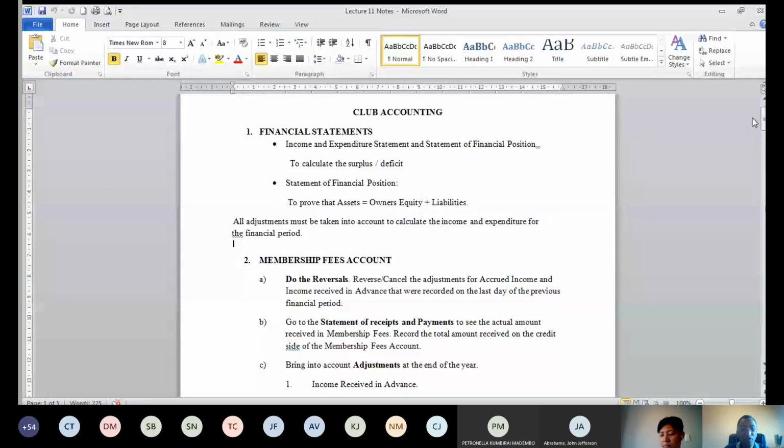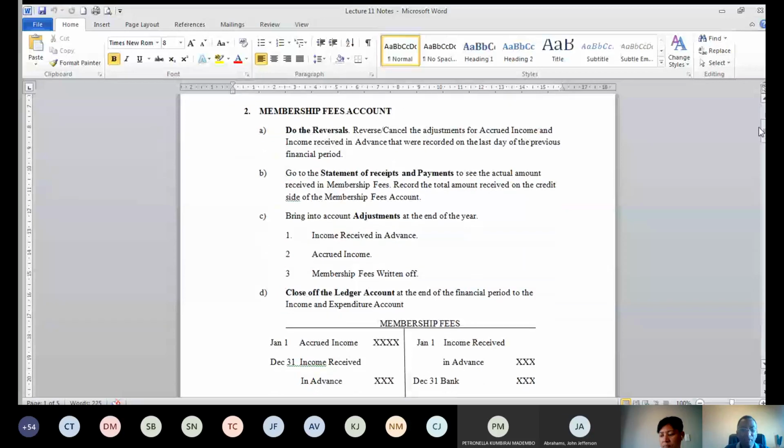Next, we need to focus on our membership fee account. This is quite a popular exam question, and you need to familiarize yourself with how to draw up a membership fee account. I'm going to take you through the process here, and then I'm going to explain how we get down to the membership fee account.